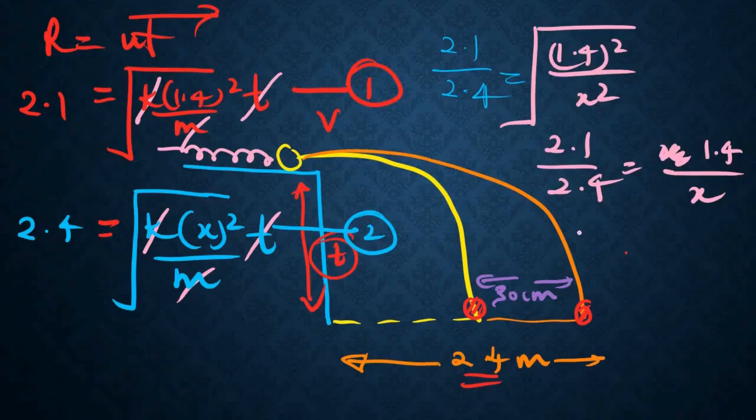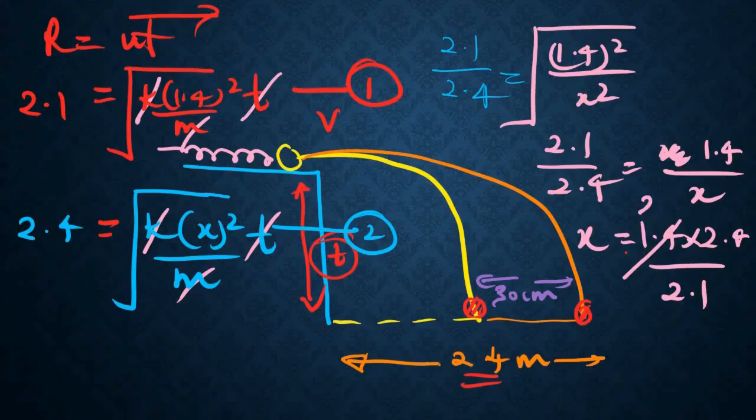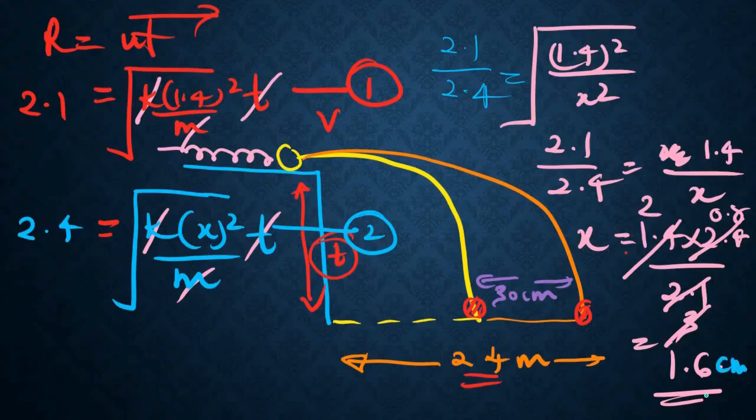So let's make x the subject. x equals 1.4 into 2.4 divided by 2.1. So I can simplify this by 0.7, 2 over 0.7 into 3, it's 0.8. 2 into 0.8, it's 1.6. So x actually, I didn't mention, when I'm substituting the value here, I put it in centimeters. So just like that, the x value will be in centimeters. You have to remember these things.